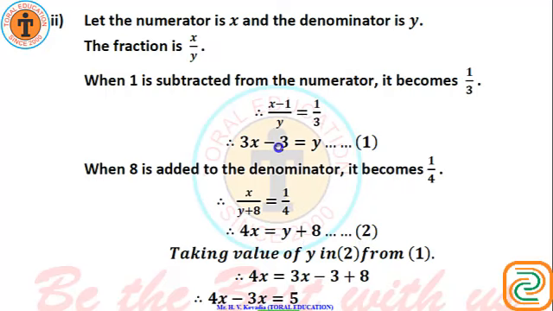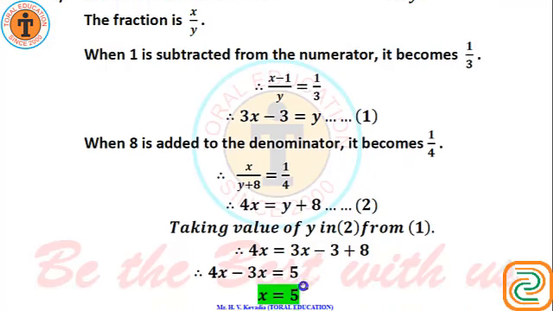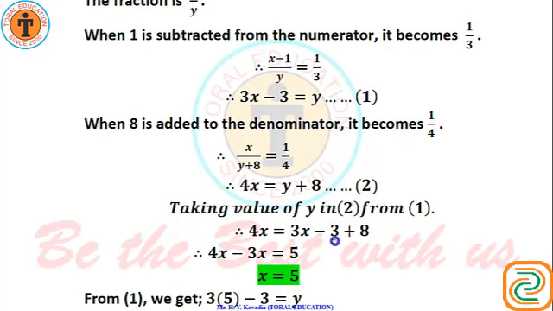In equation number 1, we have the value of y. So put this value of y in equation number 2. We have taken y equals 3x minus 3. 4x equals 3x minus 3 plus 8. Right? This is our equation. 3x will go to the left side, that is 4x minus 3x, and 8 minus 3 equals 5. 4x minus 3x is x, and x equals 5.